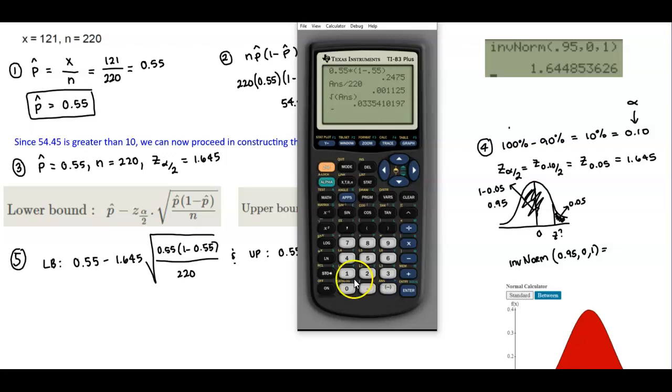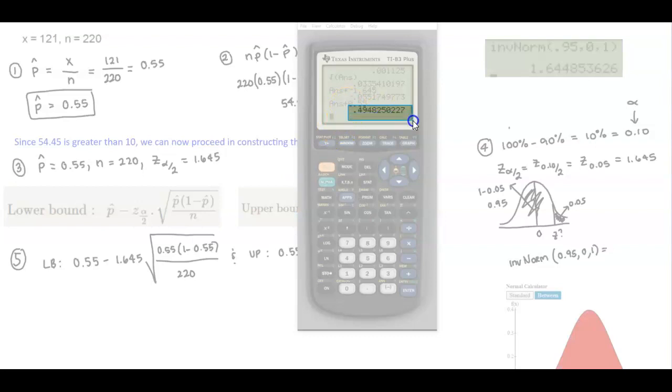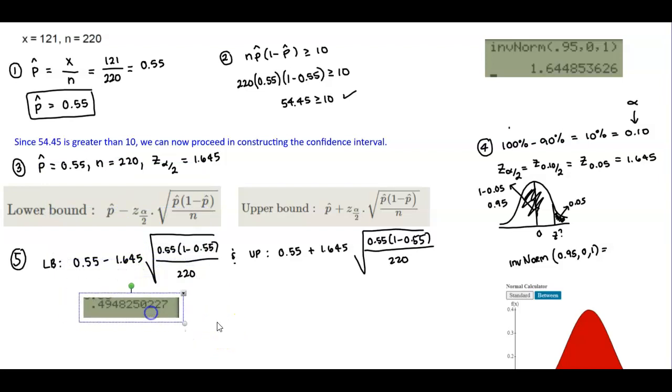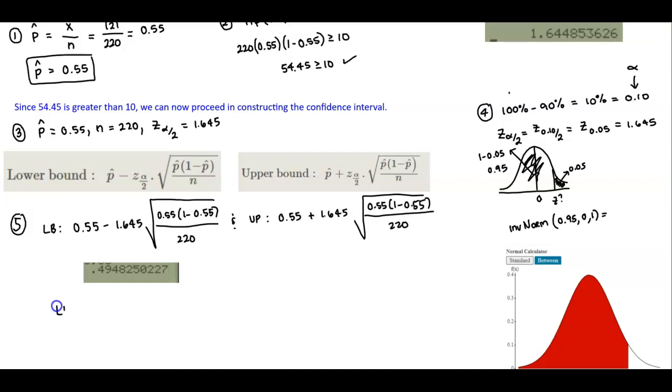So second answer, and then hit enter, and then we're going to multiply it by negative 1.645. So that's negative. So we're going to multiply second answer times negative 1.645. And then we're going to add the 0.55. And so therefore, here we get our results. So we're going to go ahead and copy that and round it to 3 decimal places. So therefore, we get a lower bound value rounded to 3 decimal places to be 0.495.